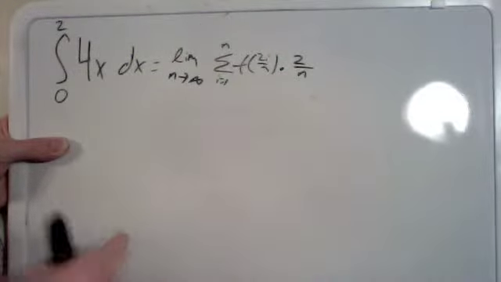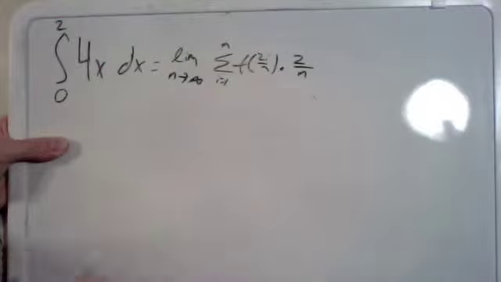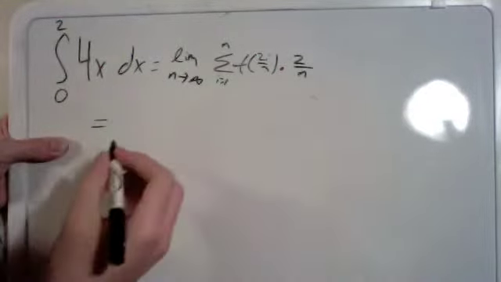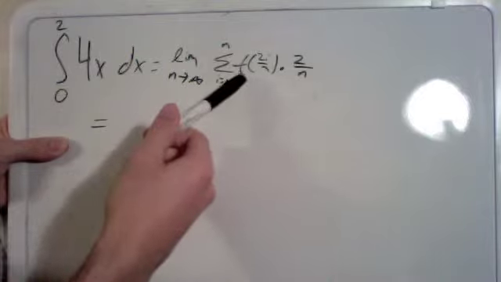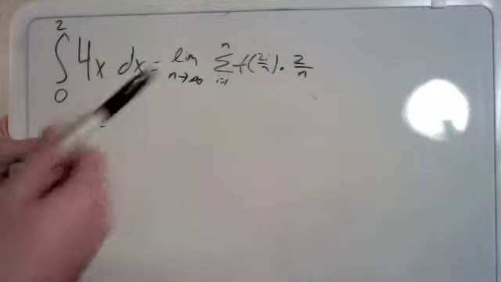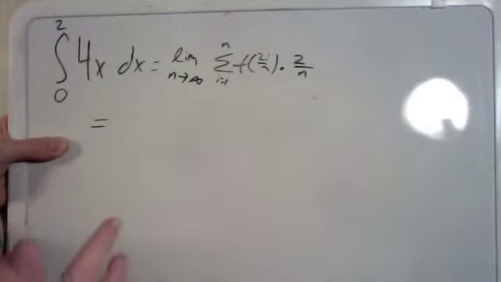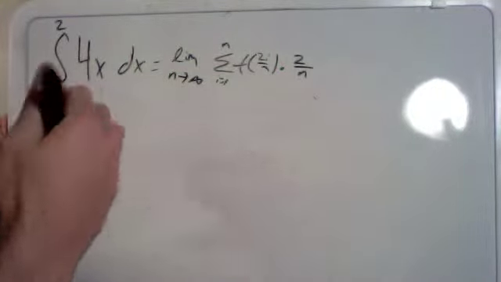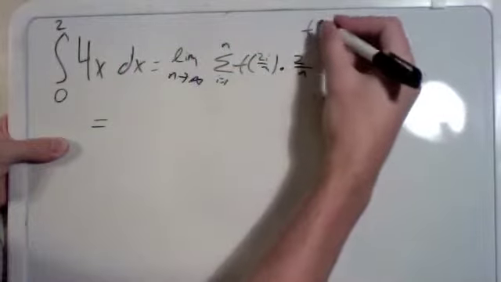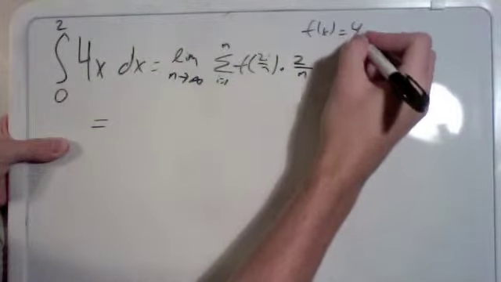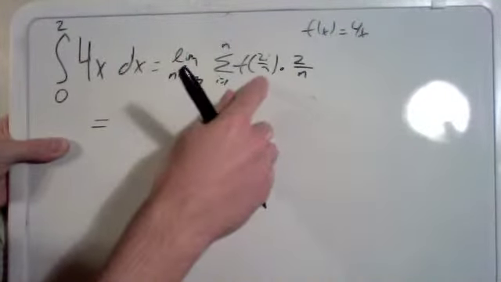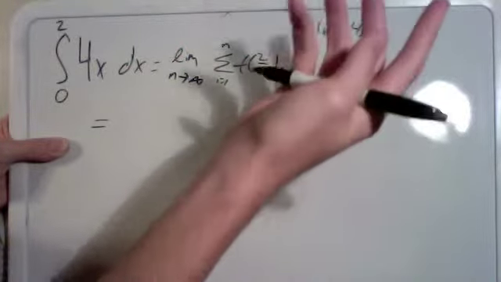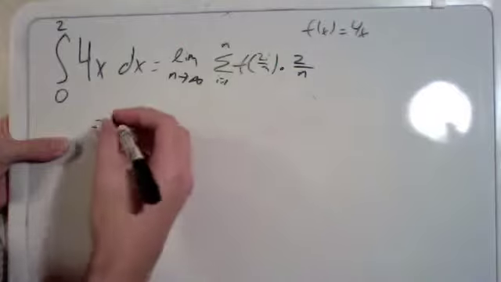So now we're almost done setting this up. The last thing we've got to do is figure out, well, what is f of 2i over n? To do that, you have to figure out what f of x is in this problem, which is this. f of x is equal to 4x. We'll write that over there. And we want to know f of 2i over n, so all we do is replace every x we see with 2i over n, which in this case is just 1.